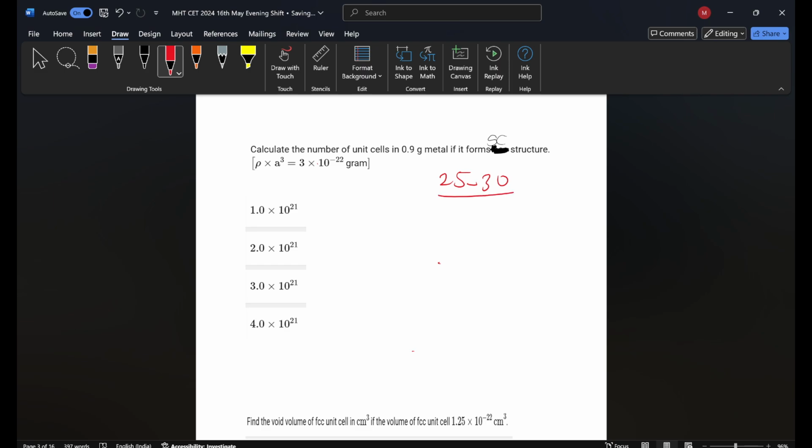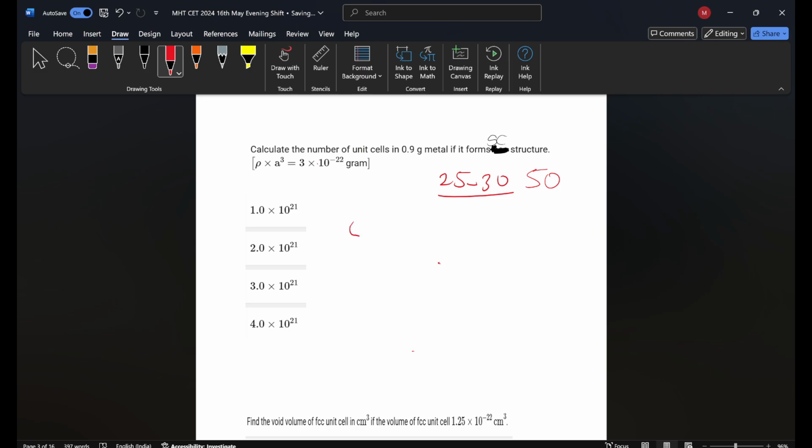So if you have completed one shot videos and you are good with the chapter, go for solving MCQs and solve at least 25 to 30 questions. You can even take it forward to 50 questions, and that will increase the chances of solving it. So coming to the question, calculate the number of unit cells.